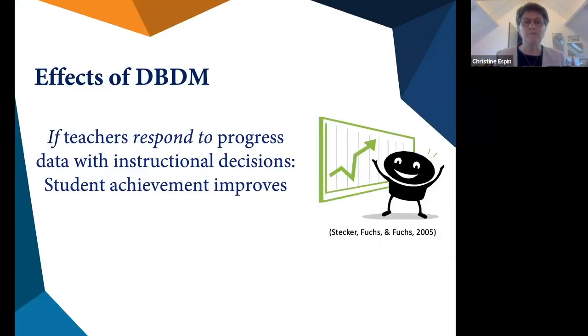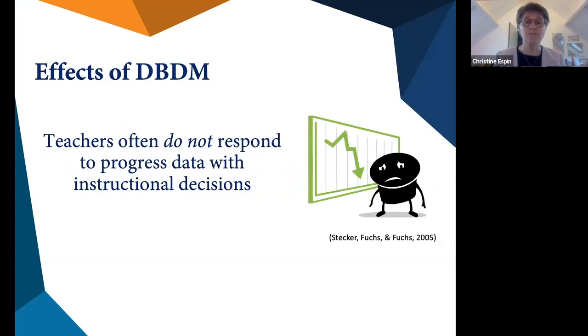One of the things we know about the effects of implementing data-based decision-making is that if teachers respond to progress data with instructional decisions, the way that Jess was talking about, student achievement improves. Unfortunately, we also know that teachers often do not respond to progress data with instructional decisions. In other words, they may see that a student isn't doing well, but then they don't do anything to actually change their instruction.